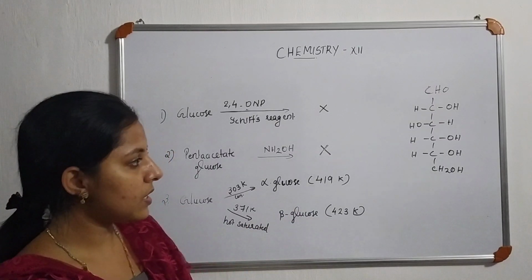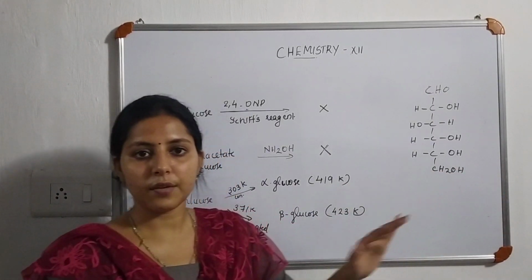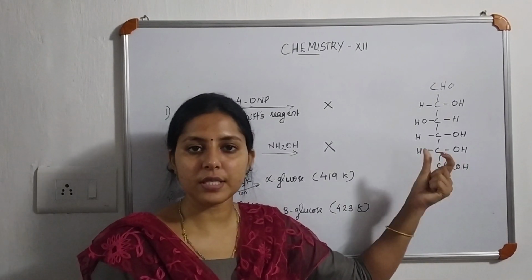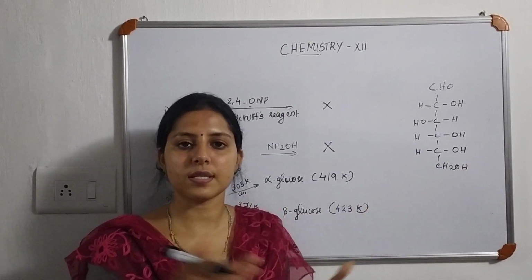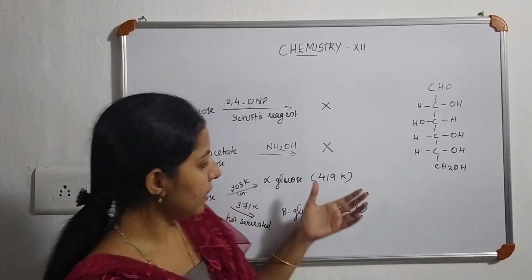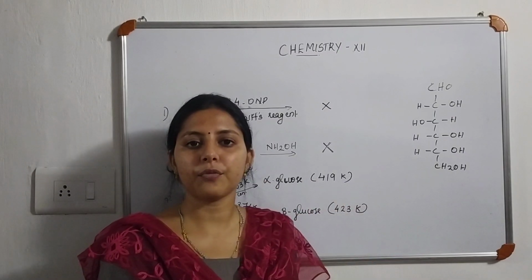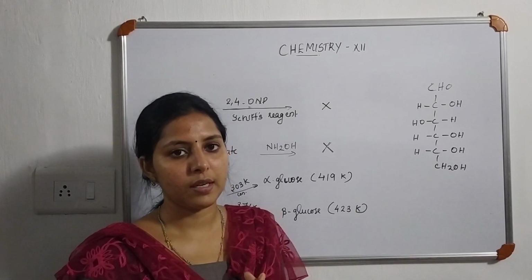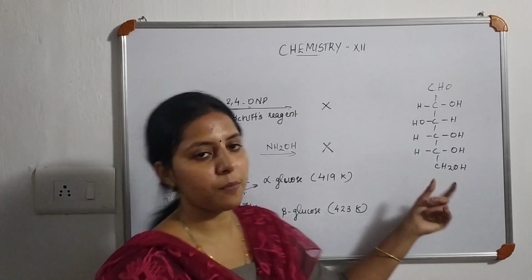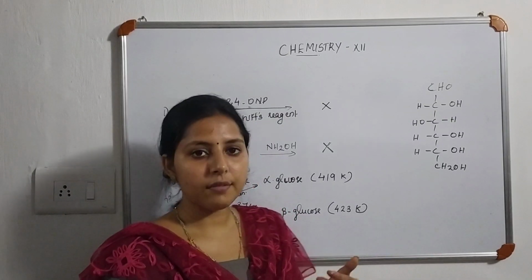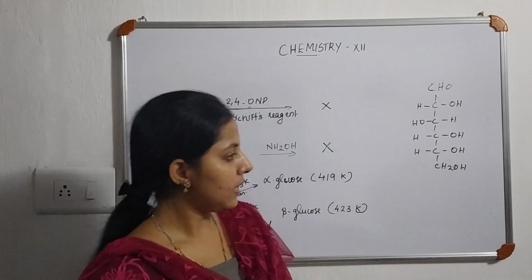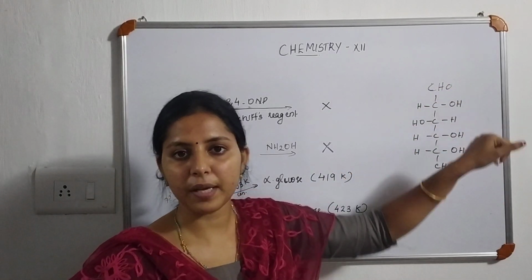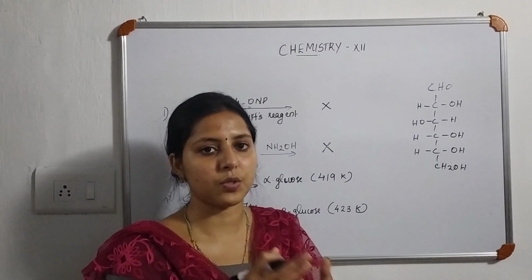entirely different. If there were only one structure for glucose, there would not be two crystalline forms. But here there are two different crystalline forms of glucose, which indicates there are two different structures of glucose. So there are some limitations to this open chain structure. Scientists have analyzed and proved that the OH group of this carbon may get bonded to the aldehyde group and form a hemiacetal structure, which is called the cyclic structure of glucose.